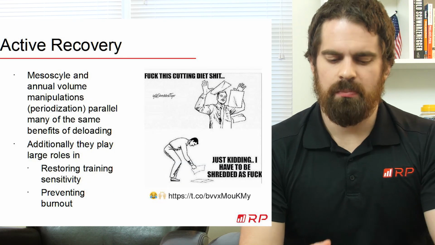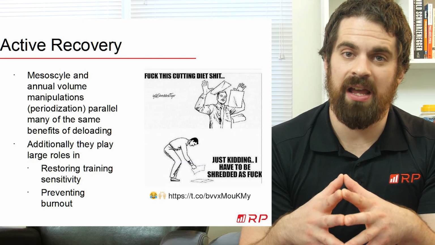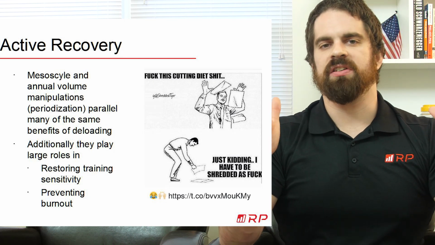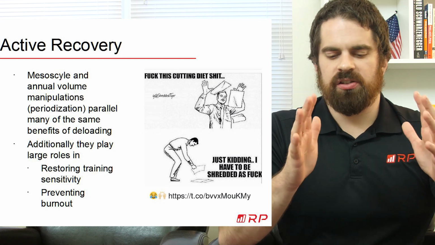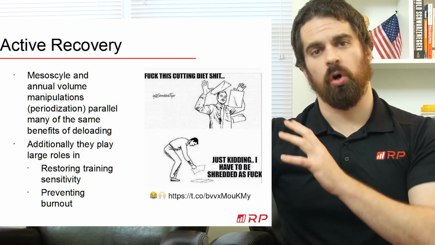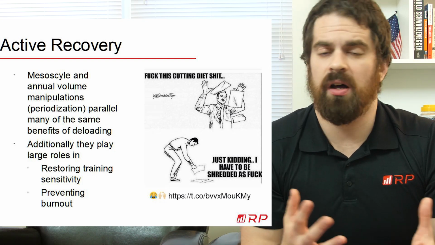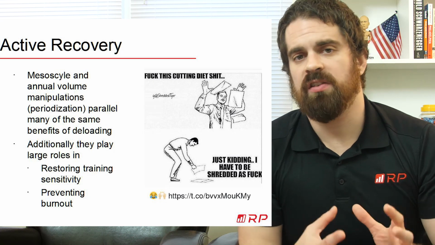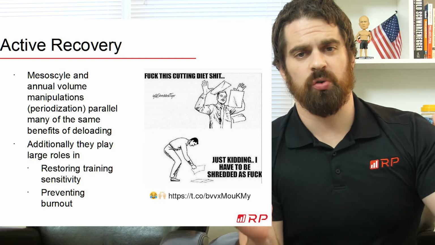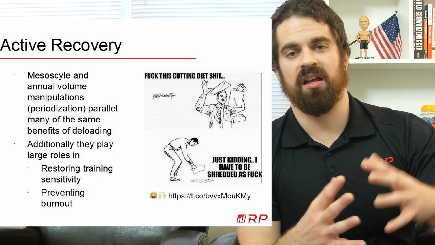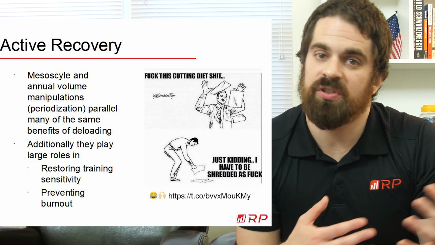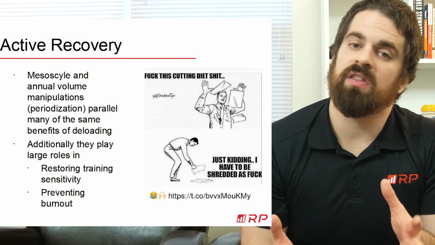Okay. Mesocycle and annual volume manipulations, aka periodization, is a much grander scale version of a deload. Essentially, this is looking at taking periods of high volume training and then moderate volume and even low volume training throughout the year, which can be done a number of different ways. And what we see from this type of activity parallels what we see with the deloads, just on a much grander scale. So essentially you can think of it as taking a low volume training mesocycle instead of taking a low volume training week, which is the deload. Does that make sense? So you can think of it this way.